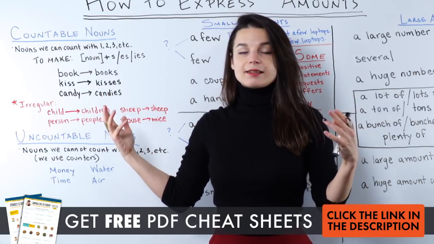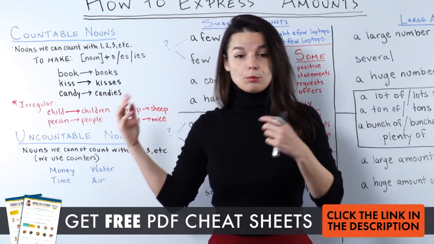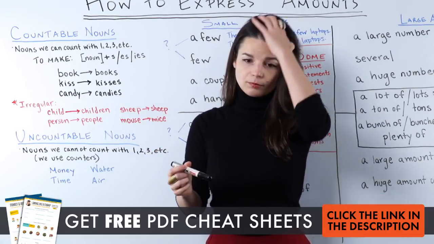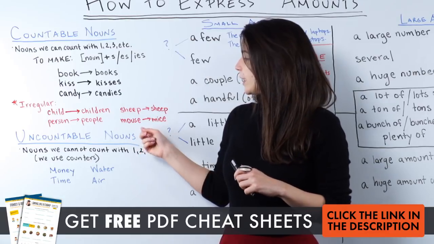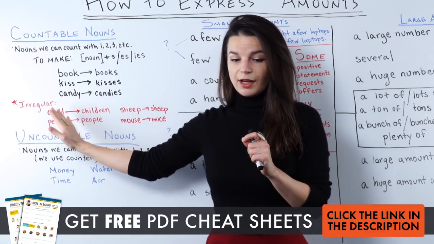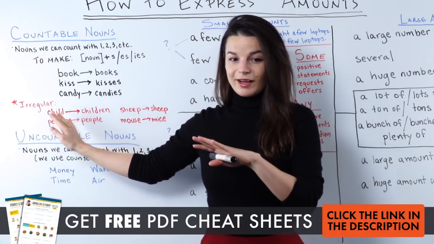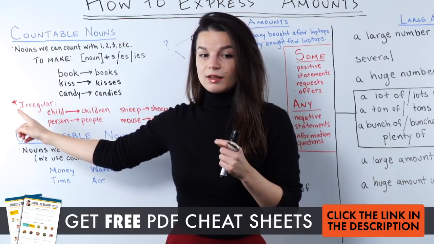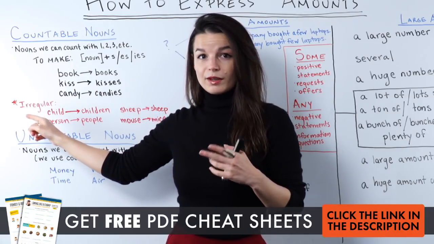So we add an S to make a countable noun plural, to describe more than one of a countable noun. A couple points then. There are irregular countable nouns. Irregular means not regular. Ir is a prefix which means not or no. So regular means like normal or typical.